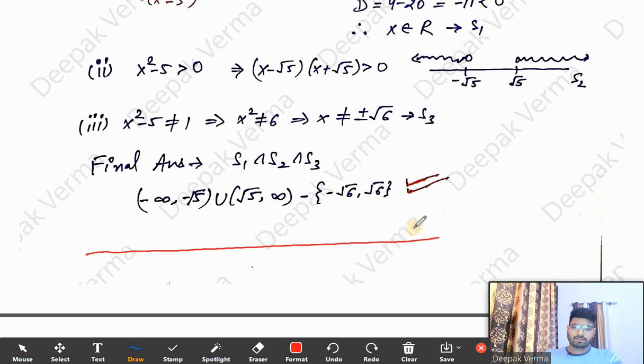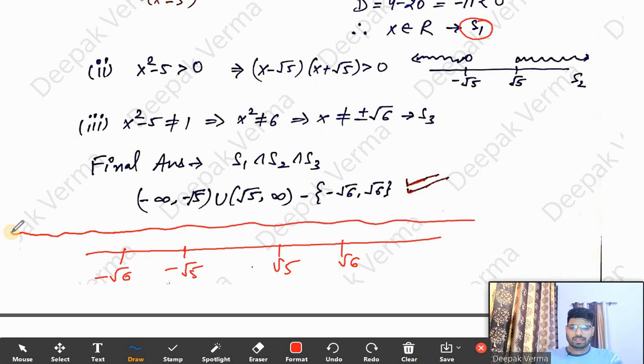make a number line. Minus root 5, minus root 6 will be somewhere here. This is root 5, root 6 will be somewhere here. S1 is what? x belongs to R. x belongs to R means the complete x-axis. That's why this is S1.